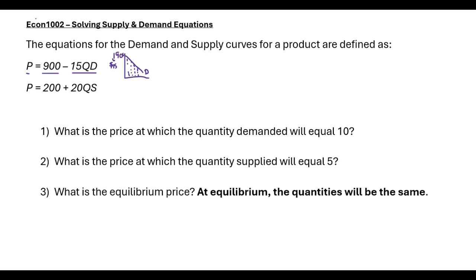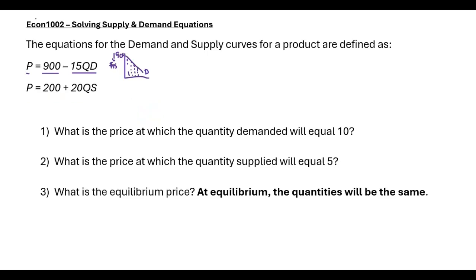And the same is true on the supply curve. The price starts at $200, and then for every unit supplied, the price would need to go up by $20. So I have an upward sloping supply curve. It starts here at 200, and then if I added 1 unit, that price would need to become 220. Why? Because I'm adding $20 for that extra unit. So this is the theory of it, just describing the slopes.